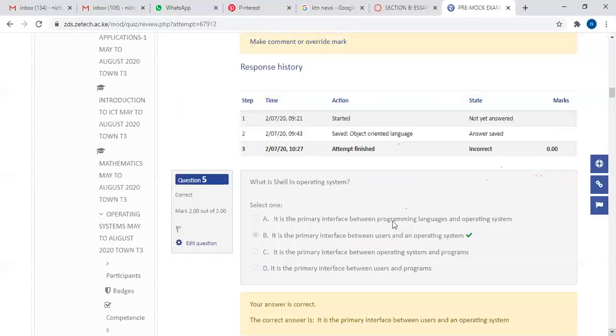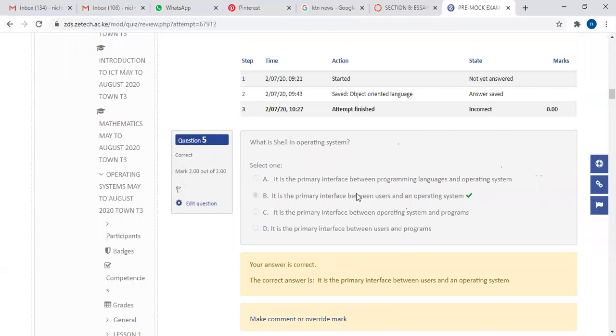Okay. So what is a shell? I think that one is okay because if you look at a shell, we are looking at the interface between the operating system and the users. And we said we use the Bourne Again shell, Korn shell, C shell, and many other shells that we always have that allow communication from one point to another.